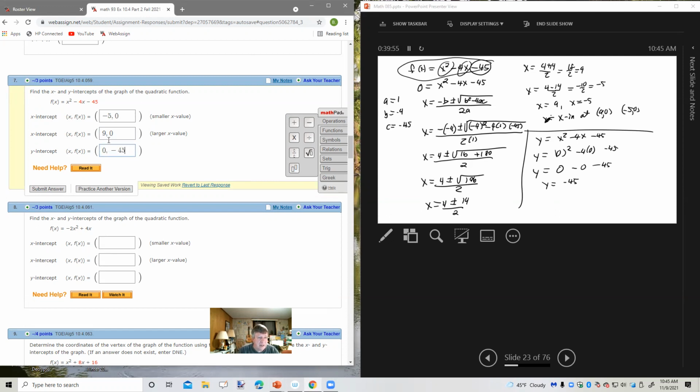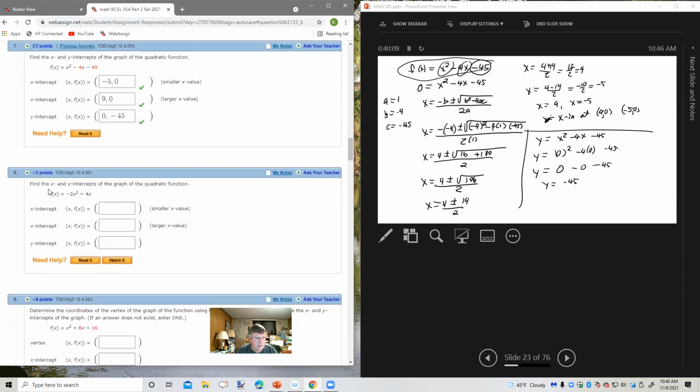And again, make sure that you get the x values and the y values correct. Don't get them switched around. These are common mistakes I see your predecessors doing. Okay, so we'll submit the answer. And it's correct. Any questions about that?